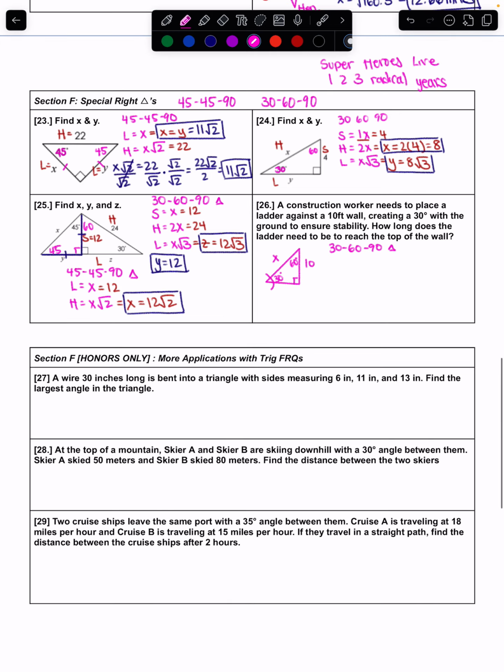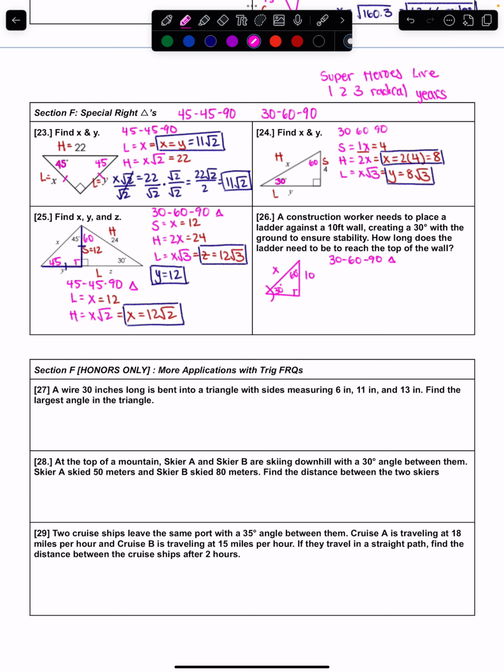So we're going to have to use that superheroes live 1, 2, 3 radical years again. So superheroes live, okay, 1: x, 2x, x rad 3. So rad 3 radical years, okay.